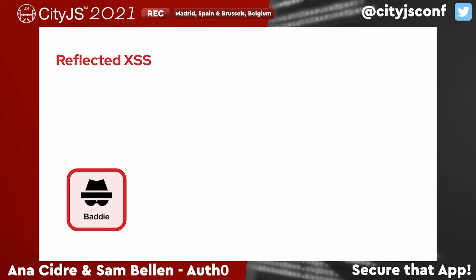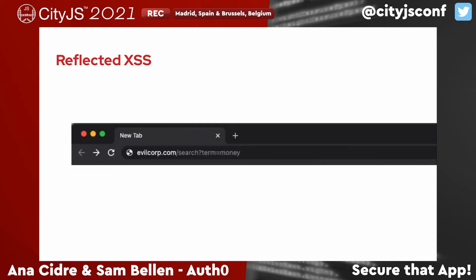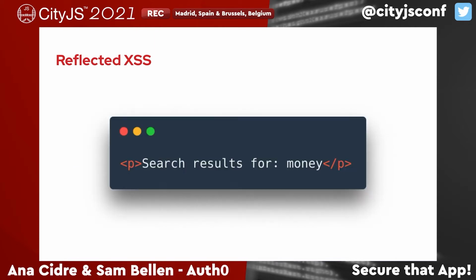So we have a baddie, and this baddie is going to find a vulnerable website. In this case, it's going to be a vulnerable website with a search engine. Now, the website search function receives the user supplied search term in a URL parameter. The application then echoes the supplied search term in response to this URL. It might be in a paragraph.